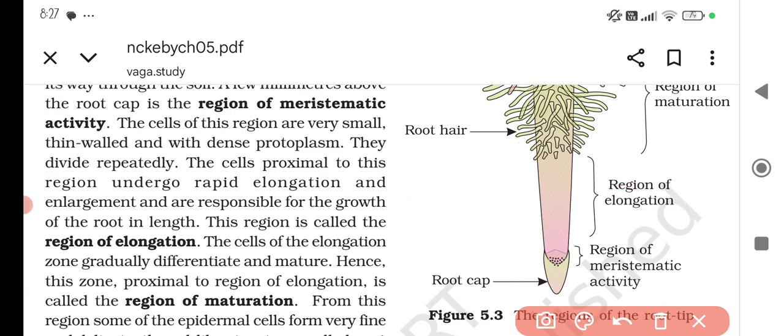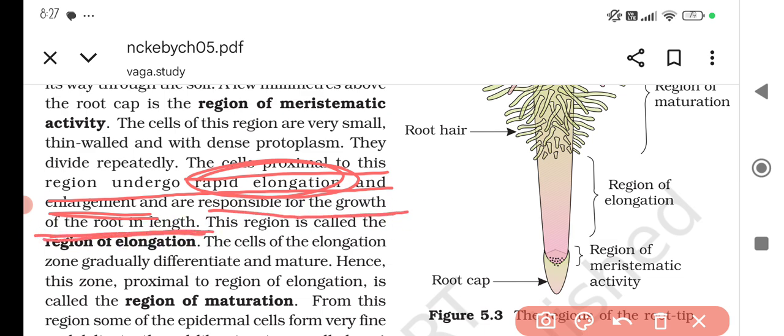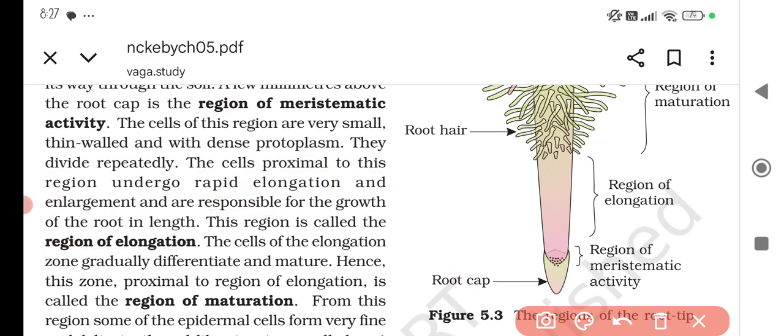Next, the cells proximal to this region undergo rapid elongation and enlargement and are responsible for the growth of the root in length. So the length of the cells is going to increase. This region is called the region of elongation.